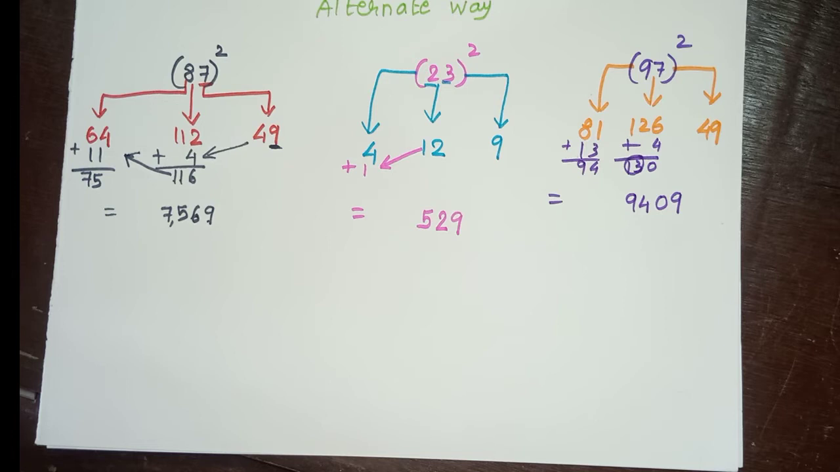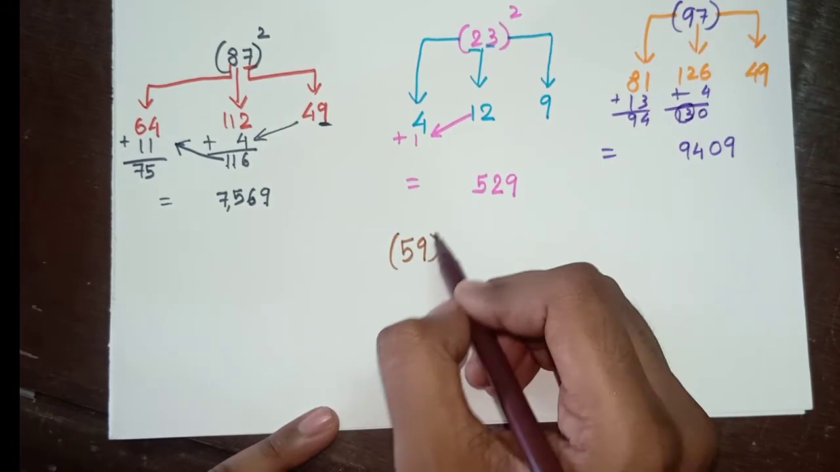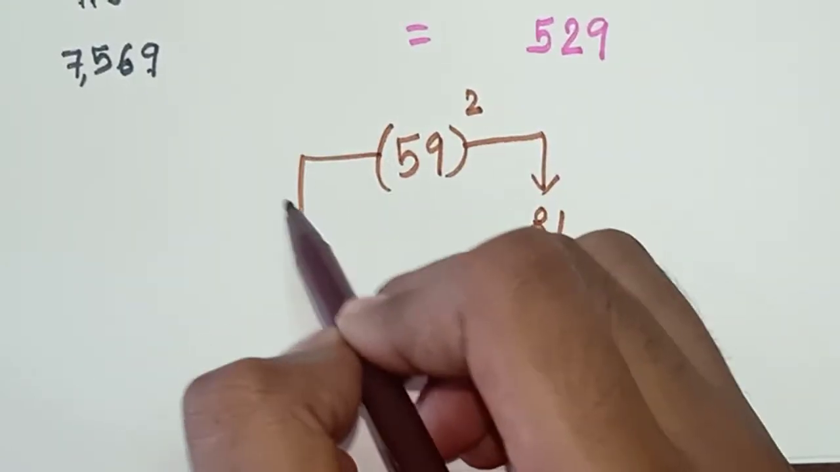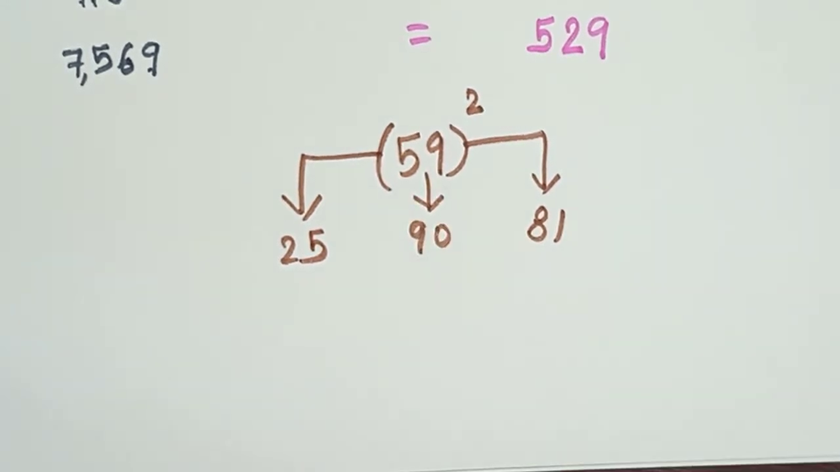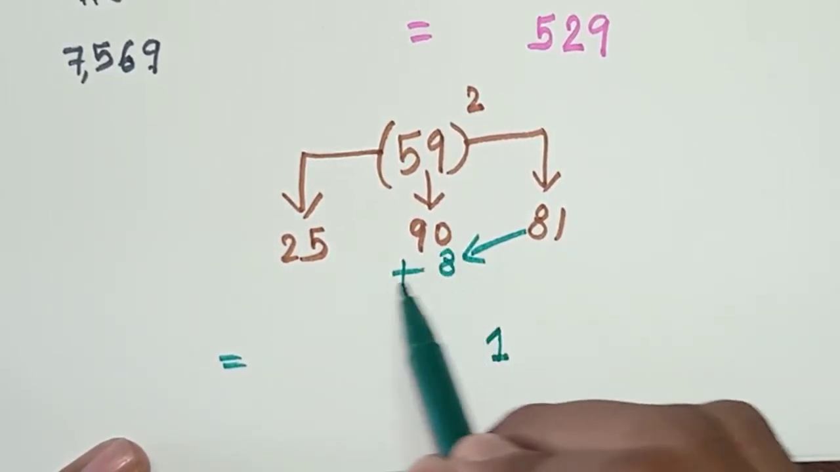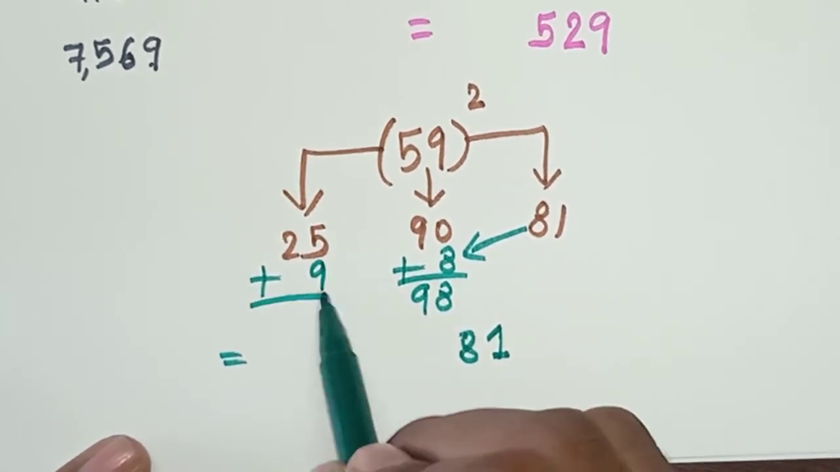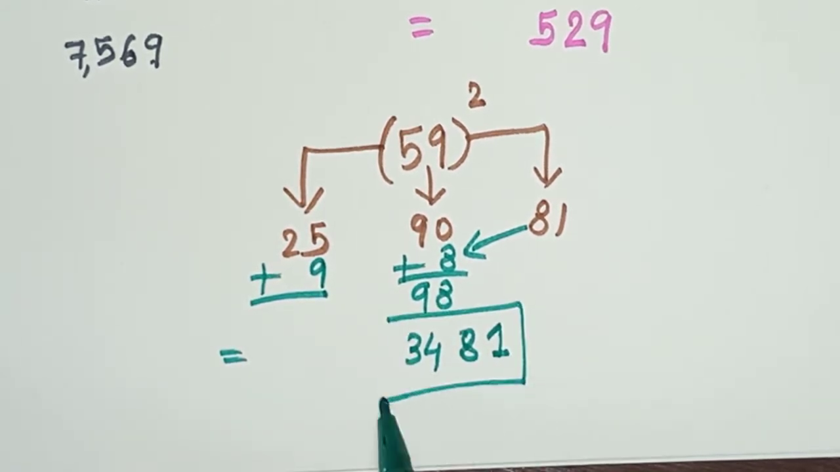And the one which is left, let me show you that also, which is your 59 square. So I will show that here so that we can compare both the things. 59 square. So here 9 square 81, 5 square 25. Now 5 9s are 45, 45 2s are 90 you have. So start with your 1, the last digit, then 8 is here, you get 98. So just put 8 here, 9 you take that side, 25 plus 9 is 34. So 3481 is your answer for the square of 59.